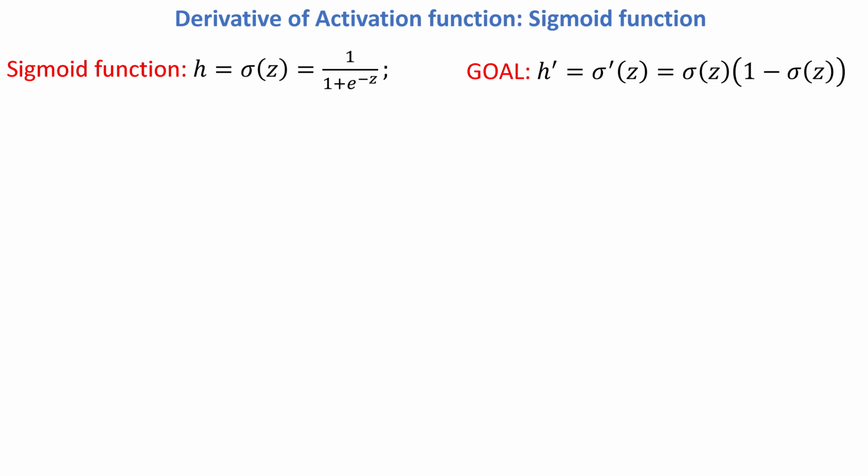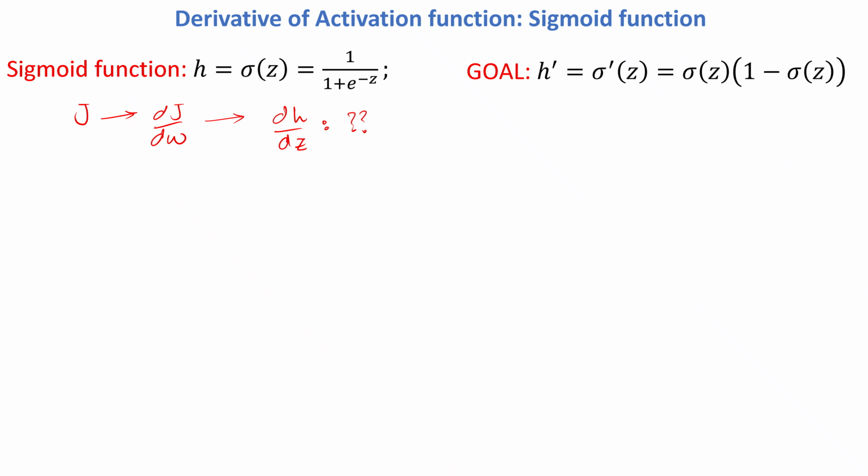Previously, when we were deriving the gradient of input weights, if you remember, we used loss function J, and then we derived its gradient dW. So for that we needed dh by dz, which is actually the derivative of the activation function. So how do we do that?